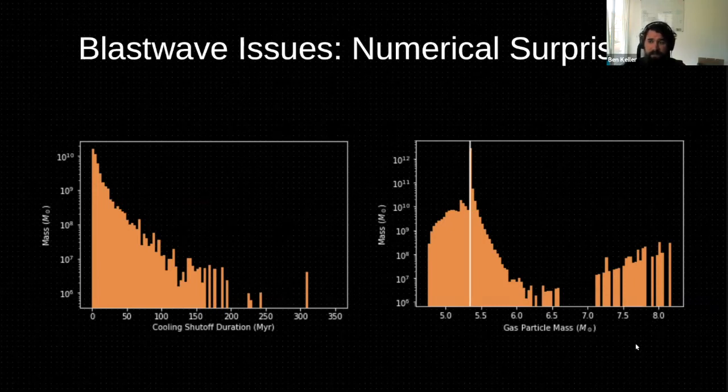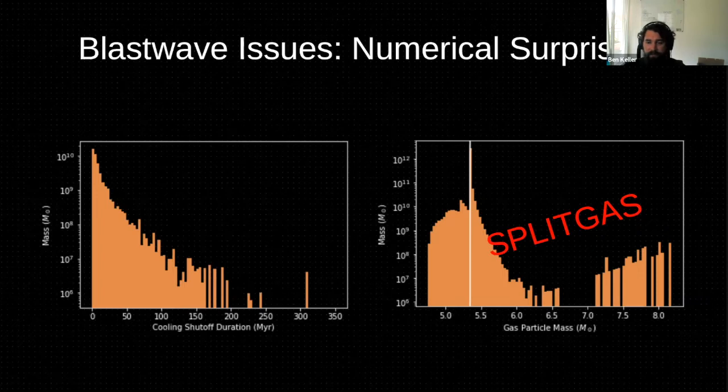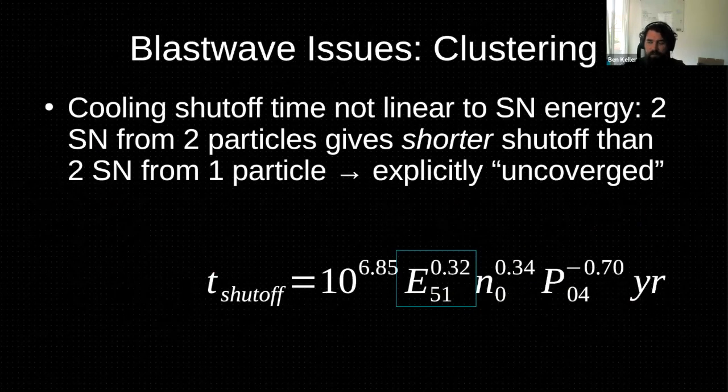And SPH, as a hydro solver, does very, very poorly when gas particle masses are not near equal. So even offsets by about a factor of 10 can be a problem. And you can see here we're getting up to factors of 1,000. So this isn't directly related to the Blastwave model in particular, but it's something that needs to be fixed. And we fixed it now with split gas, where gas particles can actually fission once they exceed a certain fraction of their initial mass. There's also some more conceptual issues here.